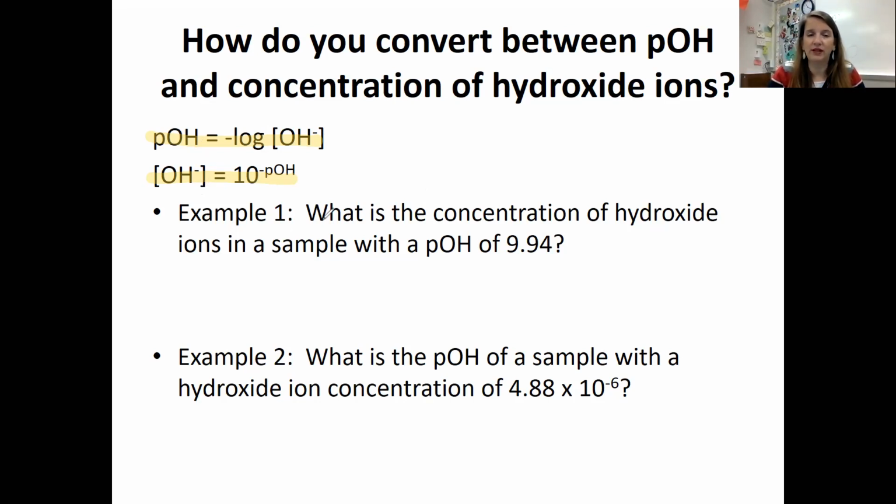So let's look at example 1 here. Which of these two equations, top or bottom, are we going to use for example 1? Well, we're trying to find our hydroxide ion concentration, and it's giving us our pOH. So we're going to use 10 to the negative pOH is equal to our hydroxide ion concentration. So that's going to equal 10 to the negative 9.94. So again, how is that going to look on our calculator?